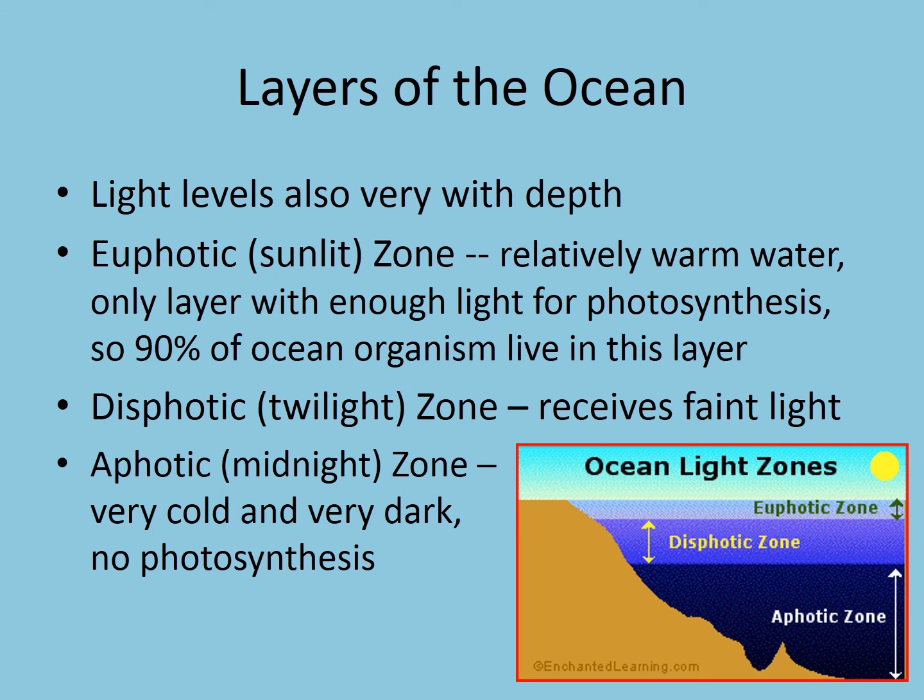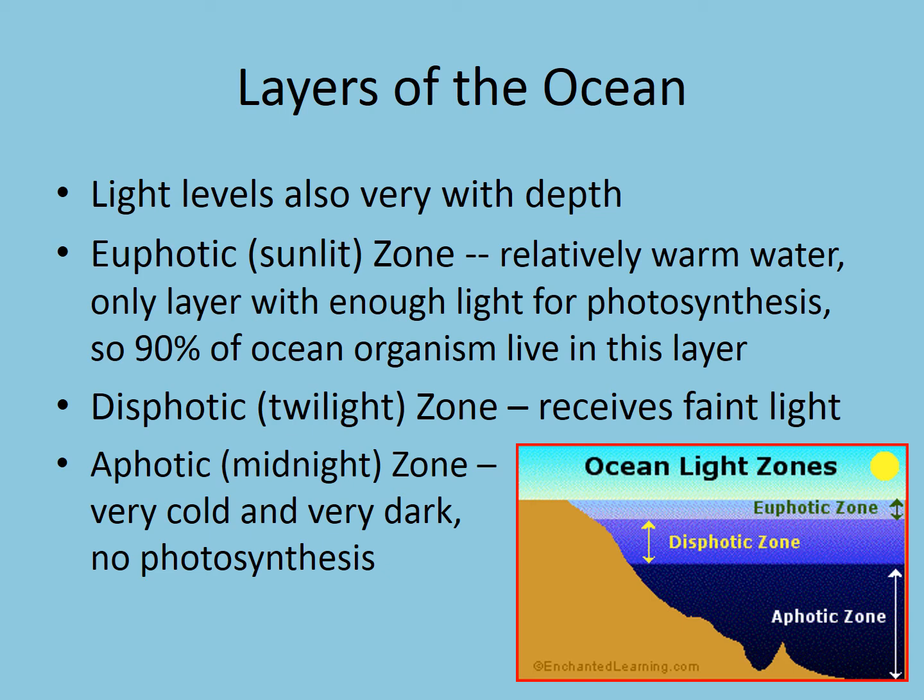Now, those are the two major things, salinity and temperature, that affect ocean water density. But there's one more set of layers that I need to talk about, and that's how much light different parts of the ocean are getting. First of all, right at the surface, you have the euphotic or sunlit zone. As the name probably gives you a hint, this is the area that gets sunlight. It's relatively warm because we just said that warm water is up at the surface, cold water down at the bottom. The other thing is it is the only layer with enough light for photosynthesis.